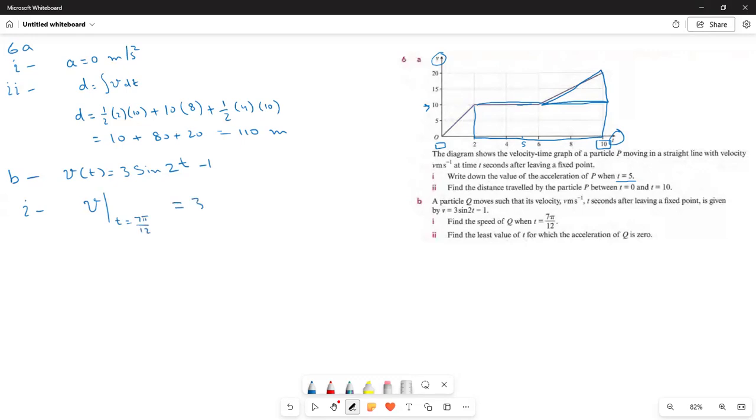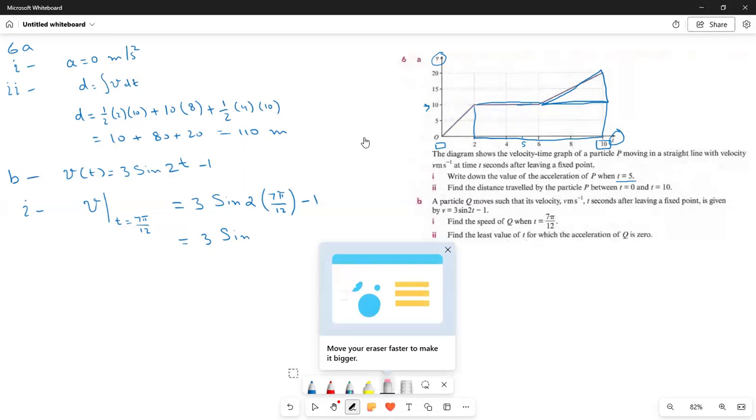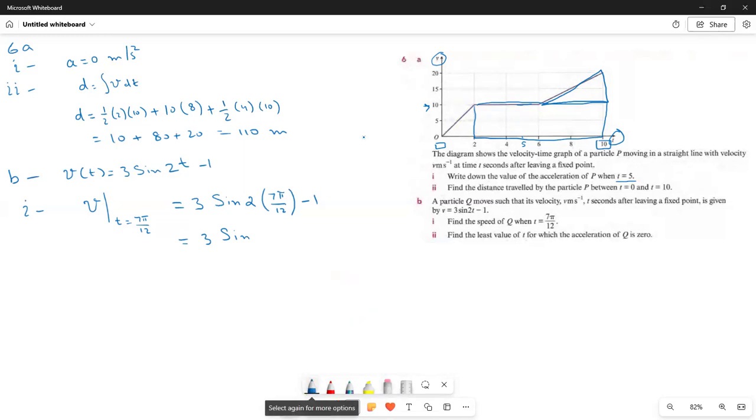So this is going to be 3 sine 2 times t, where t is 7 pi by 12, minus 1. So this is 3 sine 14 pi by 12, let me simplify, sorry, 7 pi by 6, minus 1.